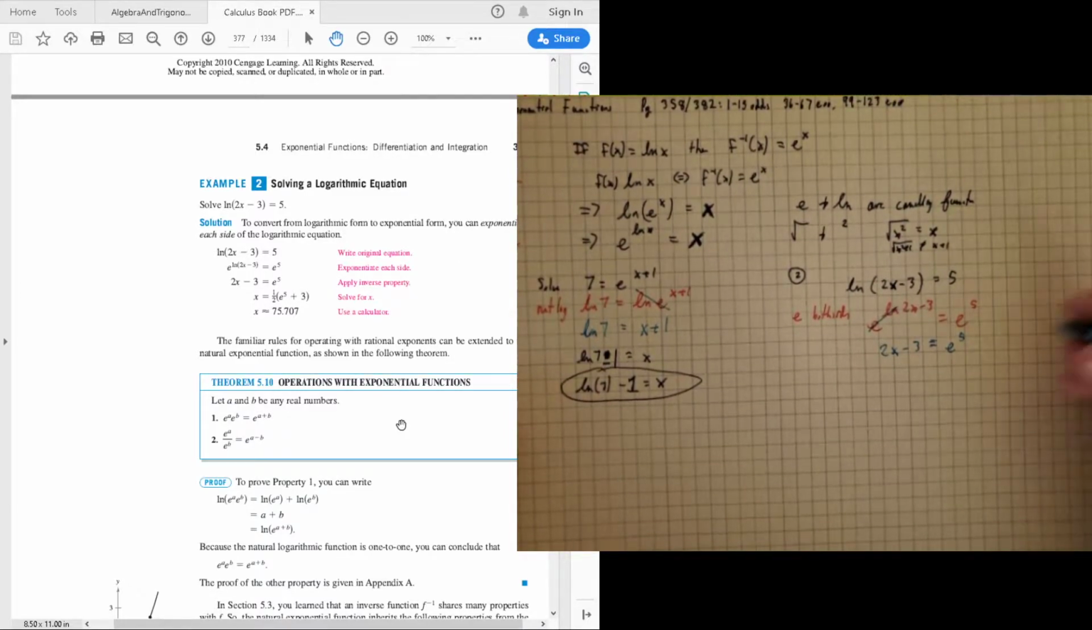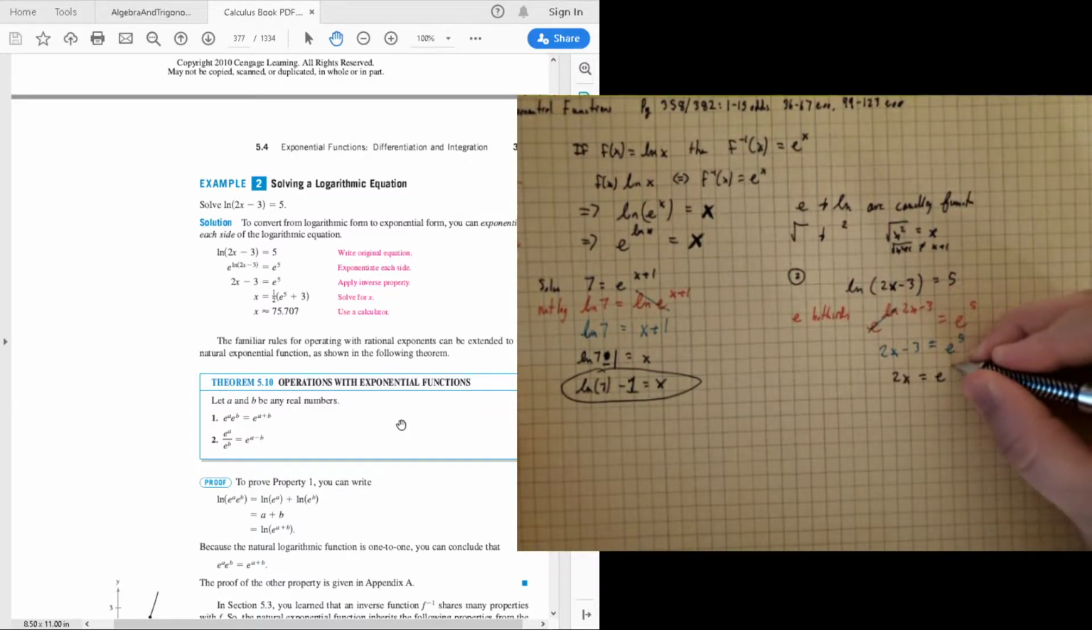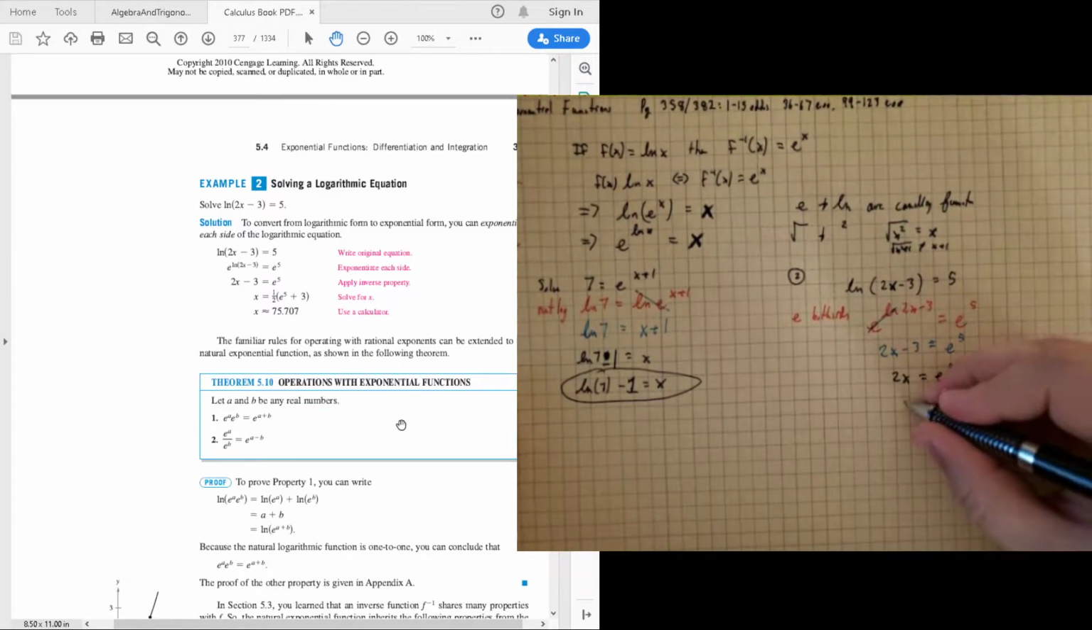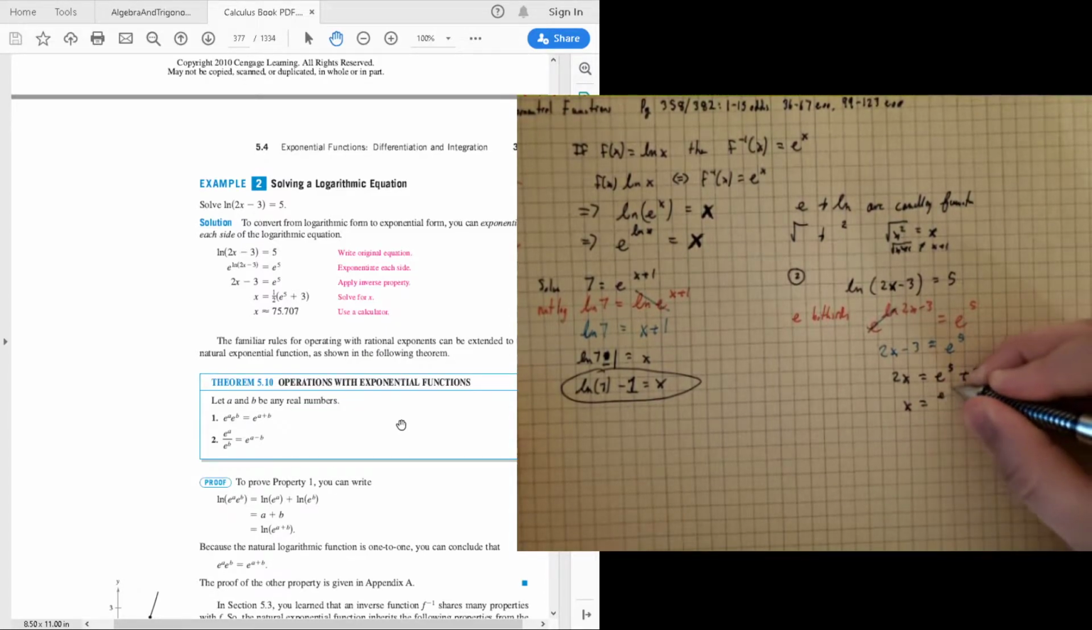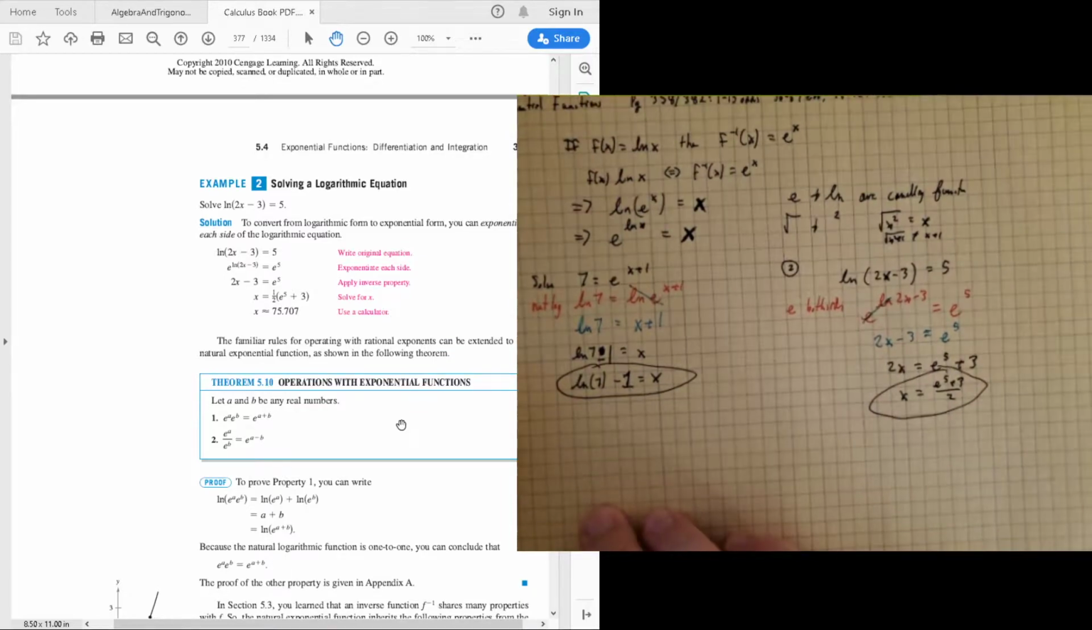I could then solve with standard algebraic operations, adding 3 to both sides, and then divide both sides by 2. If you have no calculator with you, that's an acceptable answer. If not, you can actually plug that in and get a solution, which is 75.707 as described.